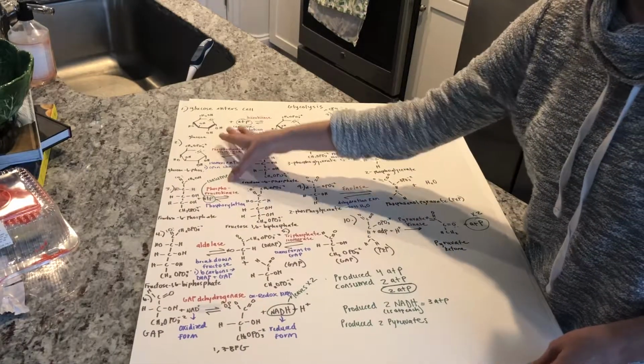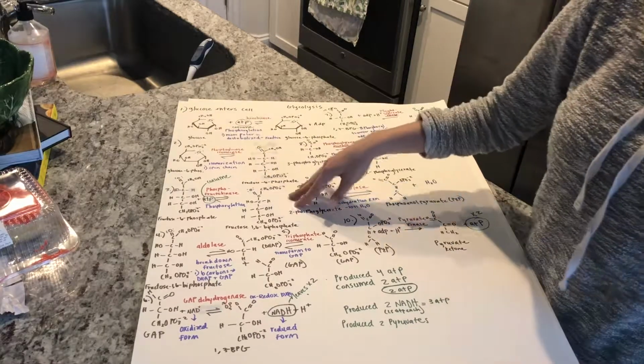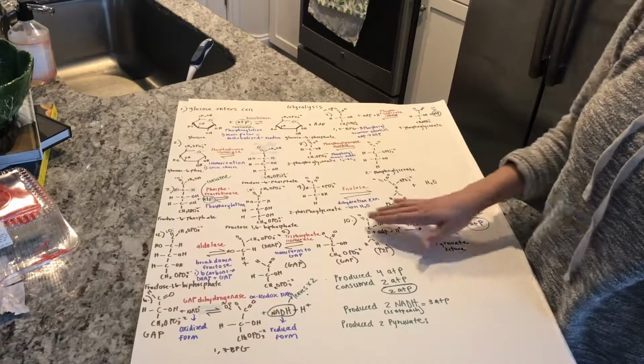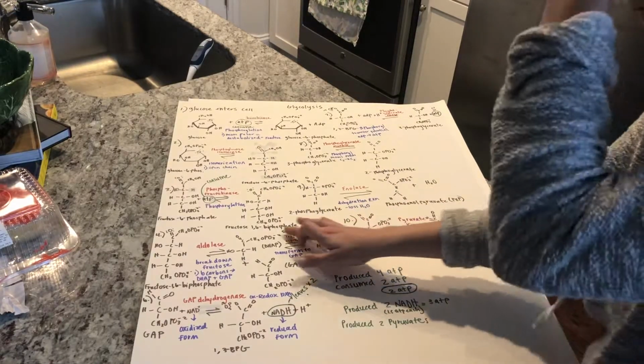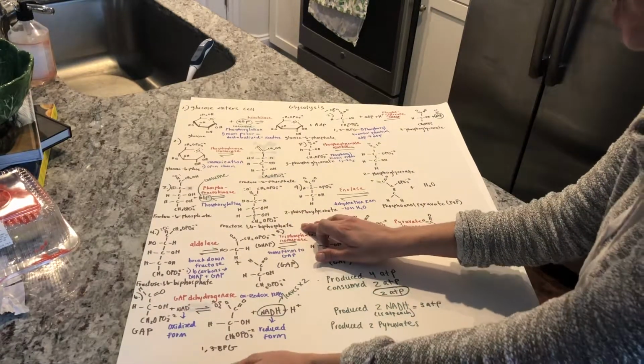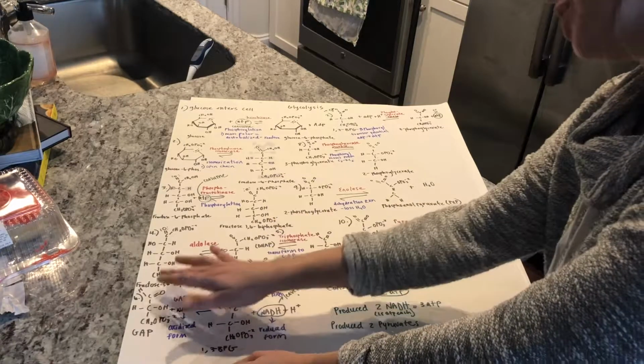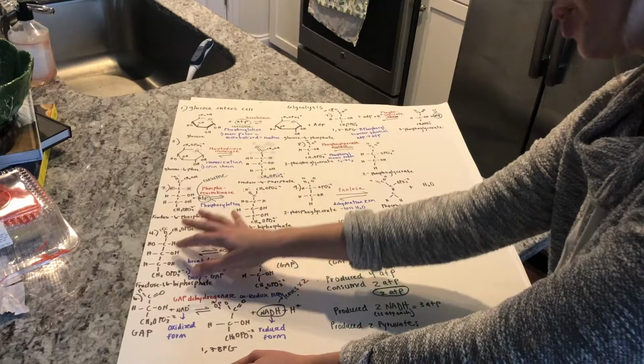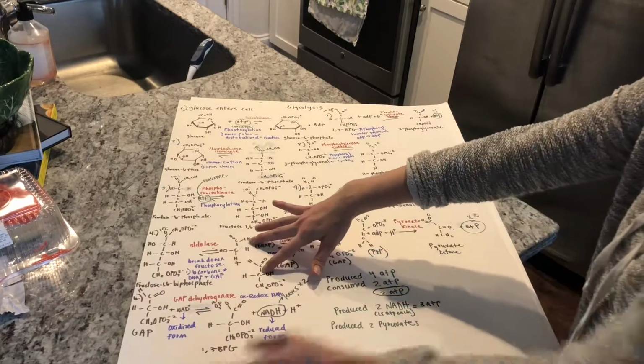It's phosphorylated, consumes ATP again. Reaction also requires energy and is catalyzed by phosphofructokinase. We're going to create fructose 1,6-bisphosphate, and then from there we're going to have another reaction catalyzed by aldolase. We're going to break down that fructose into two different molecules.